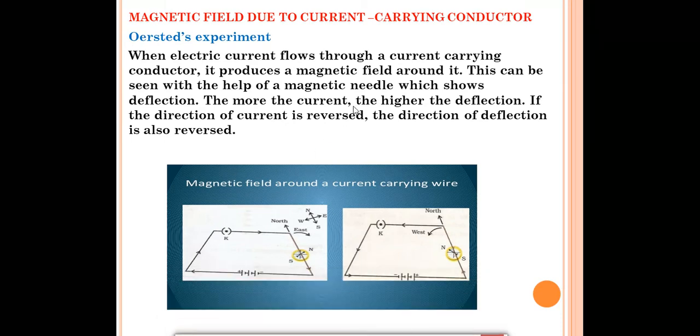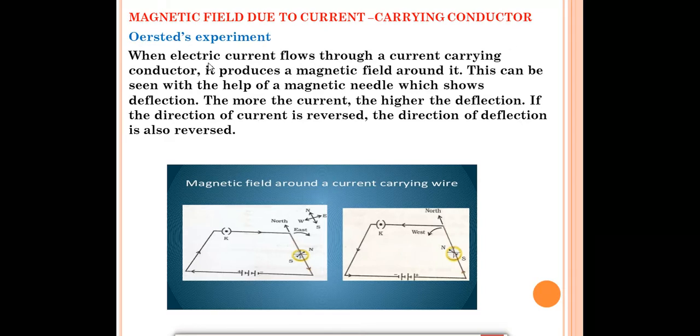Okay, in this we'll read about Oersted's experiment. He was a scientist who gave one experiment. What is the name of the topic? Magnetic field due to current carrying conductor. How will a magnetic field be produced because of a current carrying conductor? That we will read in this one. And for this we have to read this experiment.